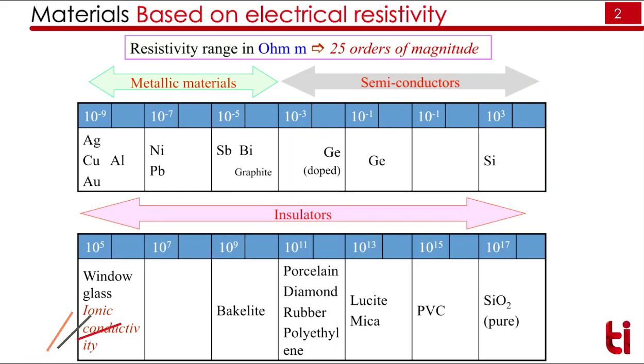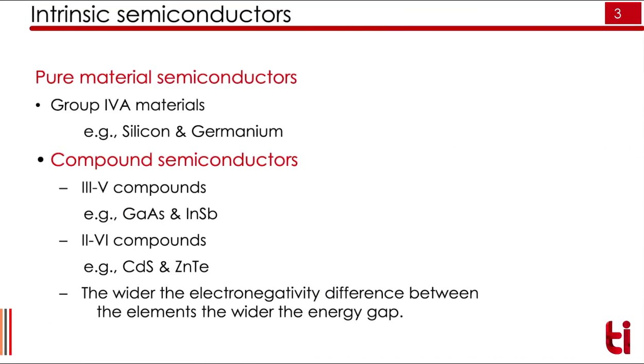The beauty of a semiconductor is that you can change the conductivity as per your choice by suitably doping the intrinsic material. There are two types of materials: one is called intrinsic semiconductors, one is called extrinsic semiconductors.